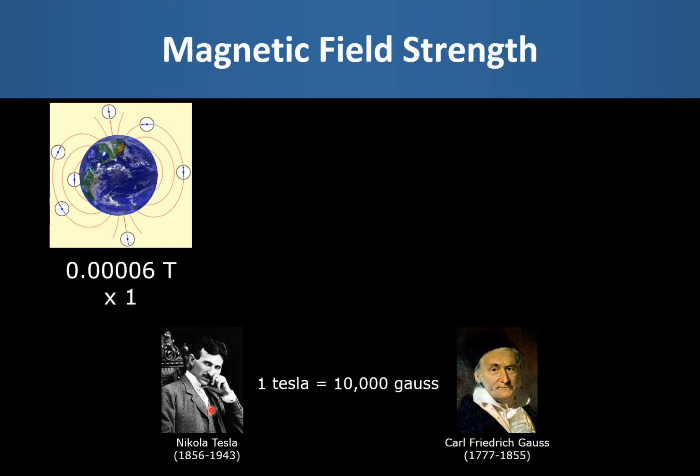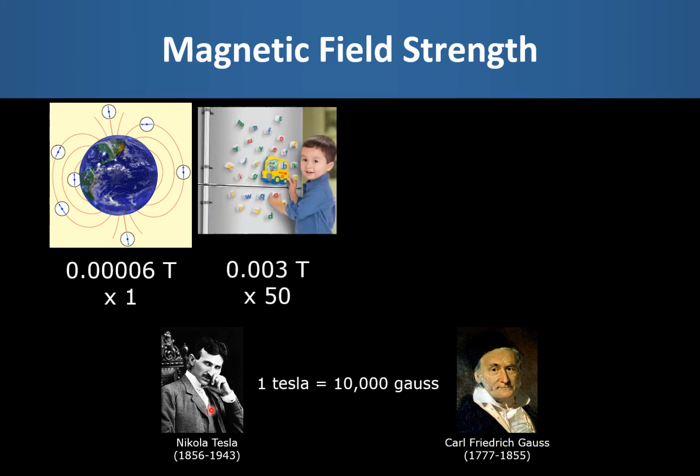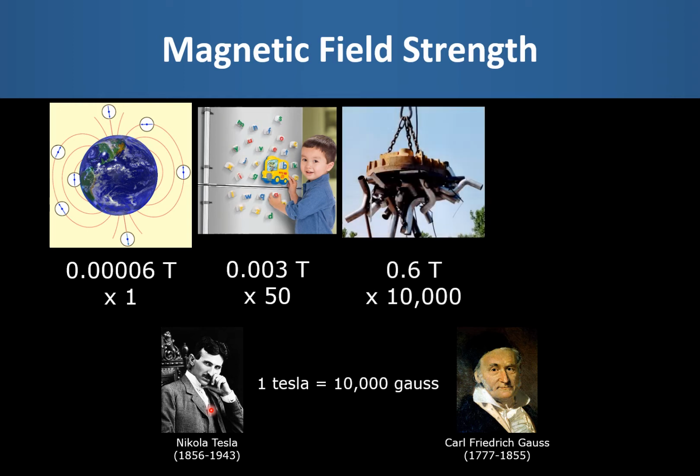Another hugely important use of magnets is for sticking plastic letters to the doors of your refrigerator. And these magnets may go up to around 3,000ths of a Tesla, or 3 millitesla, and probably about 50 times stronger than the Earth's magnetic fields. Stronger magnets, like those you might see in a junkyard for moving heavy iron objects around, may be around half a Tesla, or say 10,000 times stronger than the Earth's magnetic field.